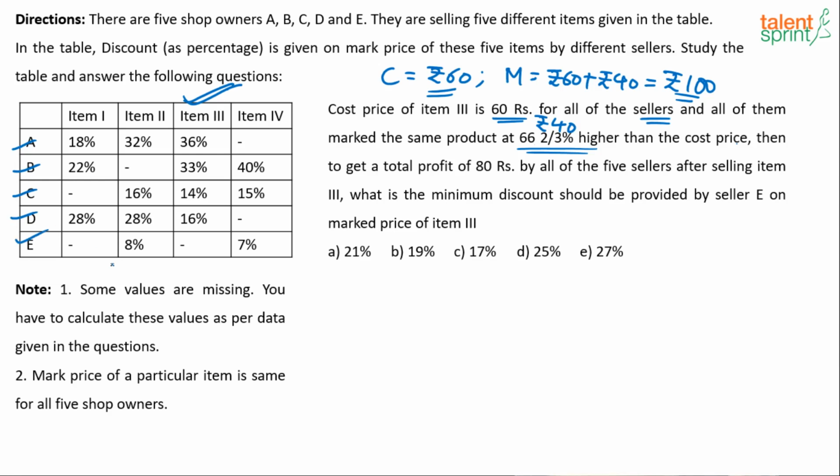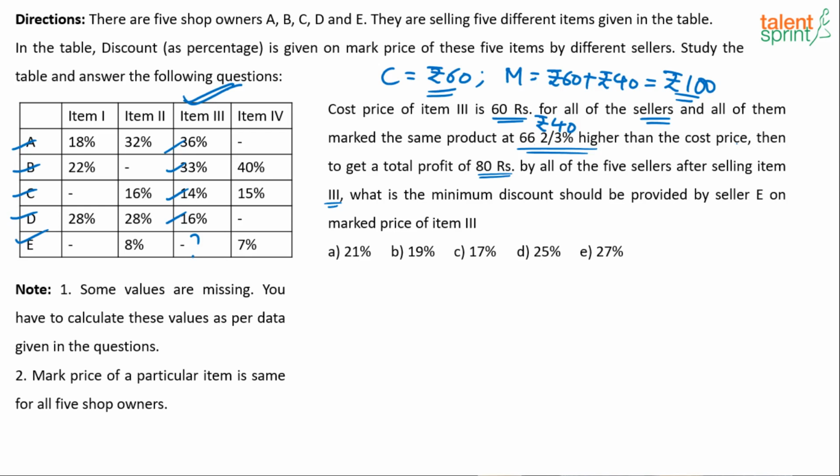A, B, C, D, E, item 3. Now, to get a total profit of 80 rupees by all the 5 sellers after selling the item 3, what is the minimum discount that should be provided by seller E on the mark price of item 3? If you look at it, we have been given the discounts by A, B, C, D, but not for E on this item. Now the question is, what should be the minimum discount that E should offer so that the total profit is 80 rupees?